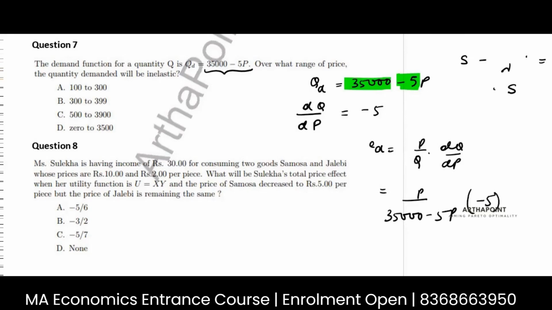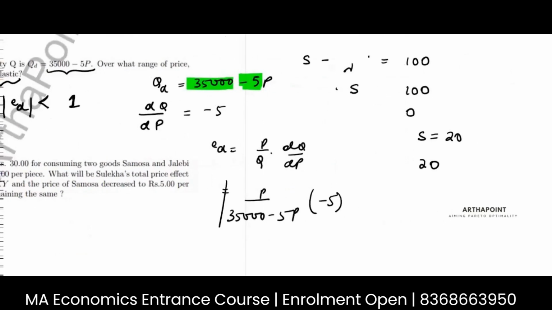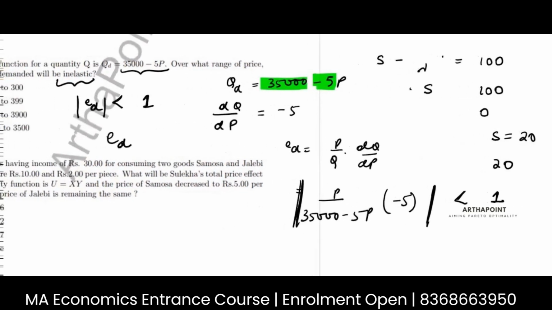Now this says over what range will it be inelastic? Now there is one thing that you can do. Inelastic demand means elasticity must be less than 1 in the absolute values. That is what inelastic means. So either I can take its absolute value and put it less than 1, or I can simply say elasticity of demand must be less than that.